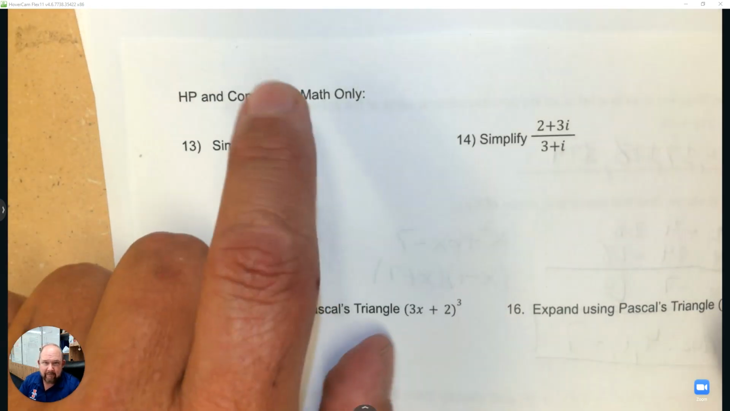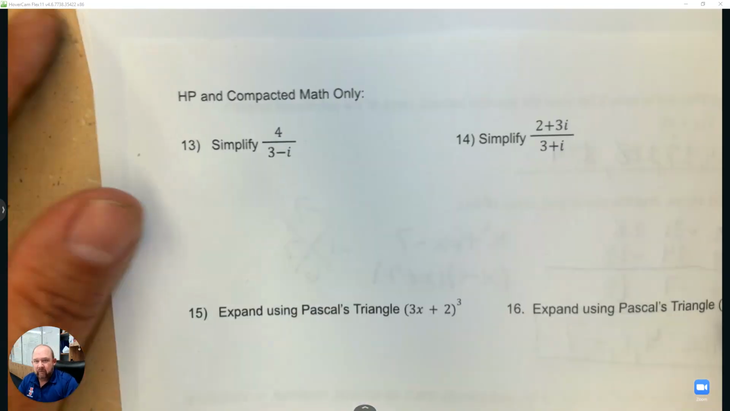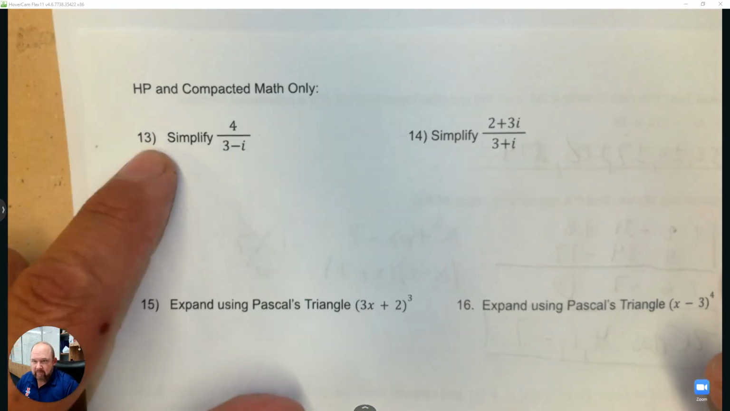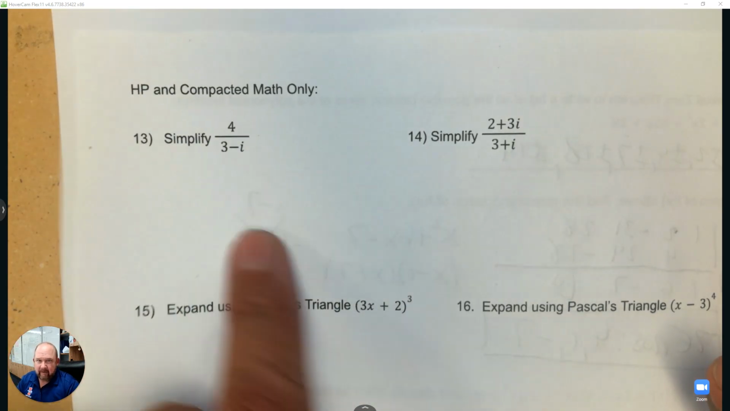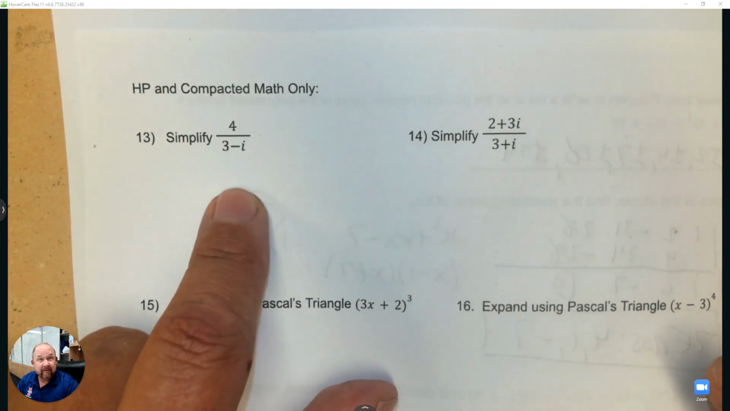All right, so this is for honors and compacted math 2 in terms of doing it. So if you are in CP, you're good. You don't have to do this page. This will not be on the exam for CP. So can you simplify dividing?